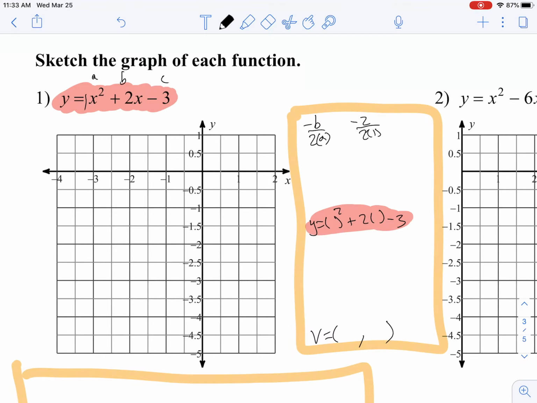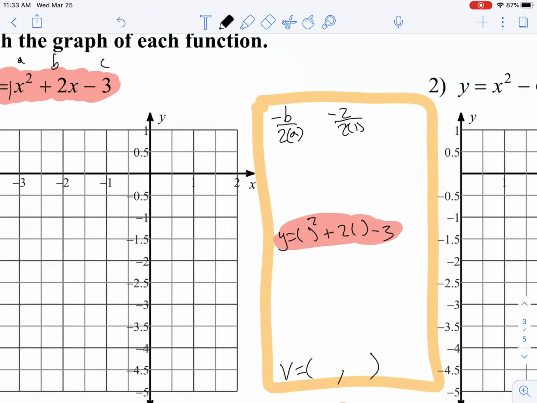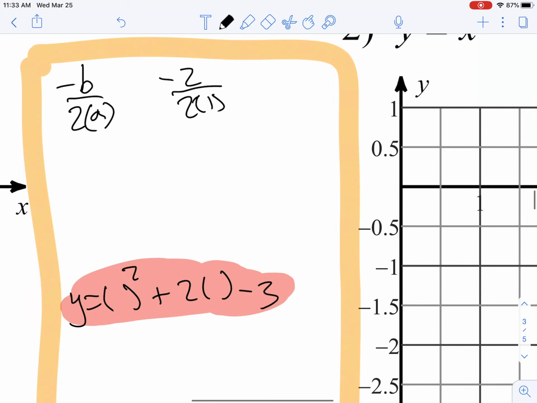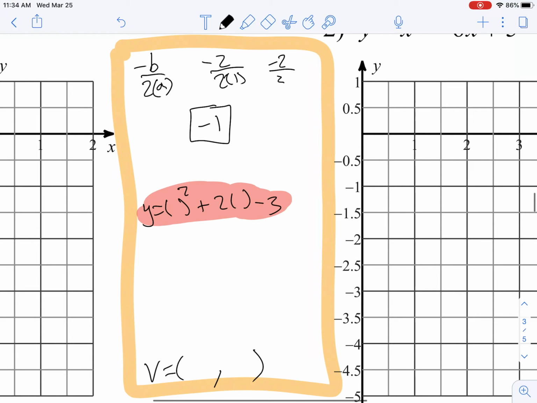Okay, so as I evaluate this out, we have negative 2 over 2 times 1, which is 2. And when we work that out, we get a negative 1. Negative 2 divided by 2 is negative 1. So the first point in my vertex is negative 1. We are going to use that and plug it in here.